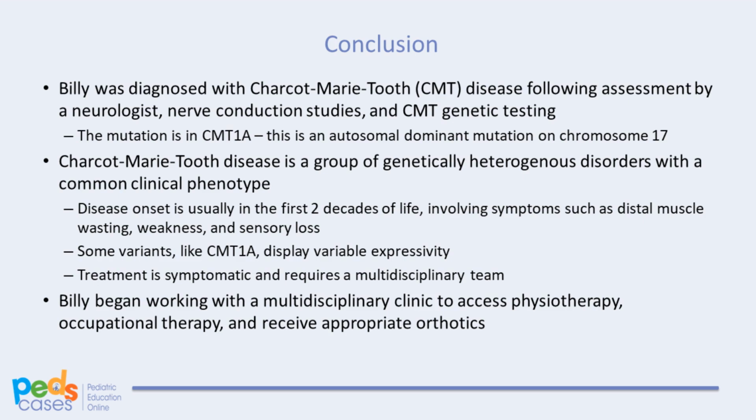The CMT phenotype arises due to axonal degeneration, resulting in distal muscle wasting, weakness, and sensory loss. Symptoms generally appear in the first 2 decades of life with a slow progression over the years. The CMT1A variant, which Billy has, is associated with a phenotype which is relatively benign compared to other subtypes. Patients usually remain ambulatory throughout their life.